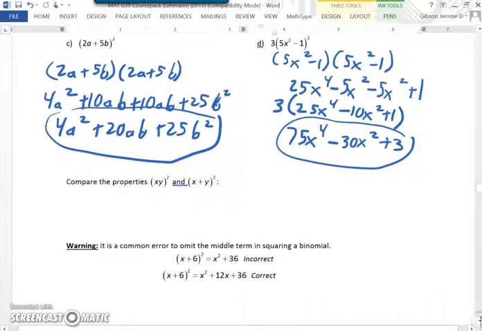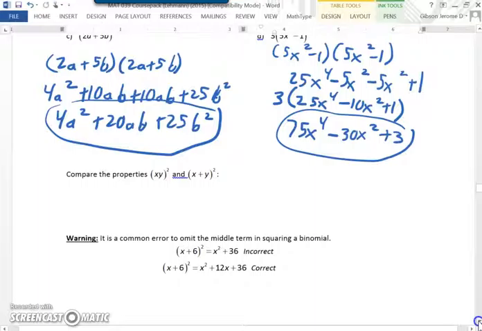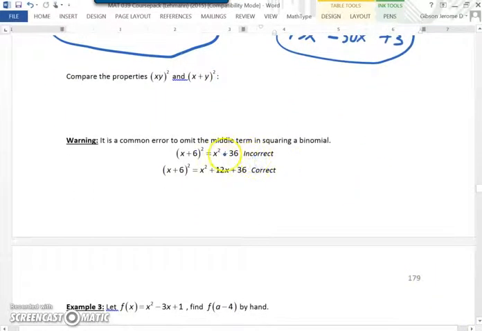Now we scroll down here to the warning. The warning is basically what we've been doing. I told you, if we have an addition or subtraction sign, you do not square the individual portions. This should have been written out as x plus 6, and then that will give you this answer here.